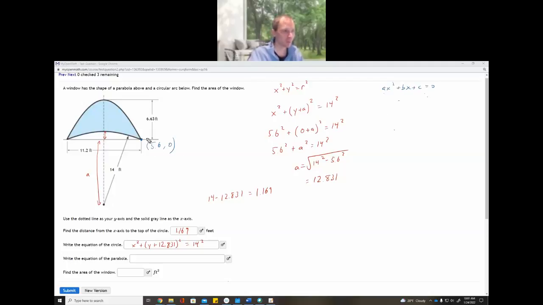What I want to take advantage of is I know one of its x-intercepts. And actually, that means I know the other one, because the vertex is up here on the axis. I know that this other point is going to be negative 5.6, comma 0.